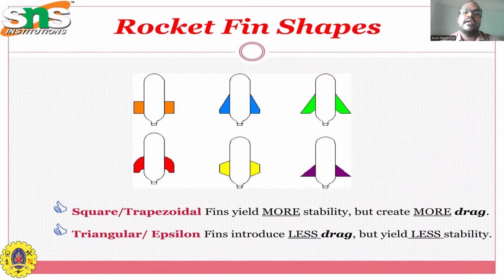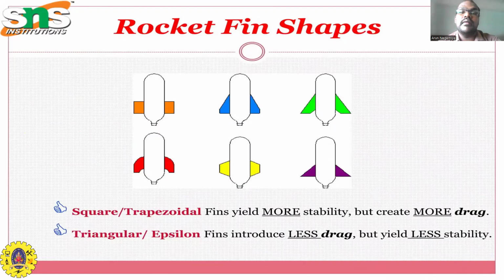Next one is the rocket fin shape. Before that, let us see the drag. Drag is a parallel force acting along the flight direction. Consider it is a flight. The opposite force that is applied on the flight is called drag.